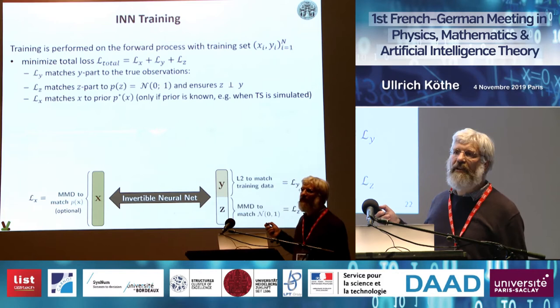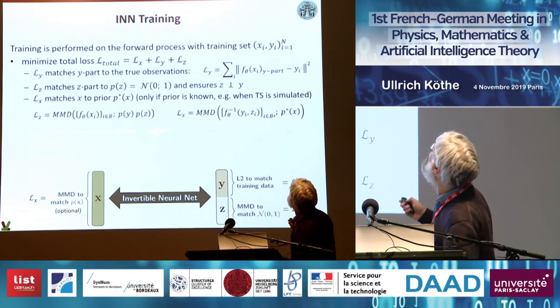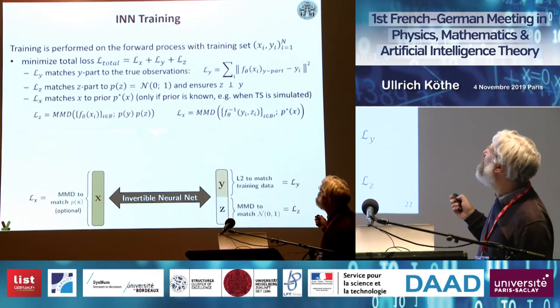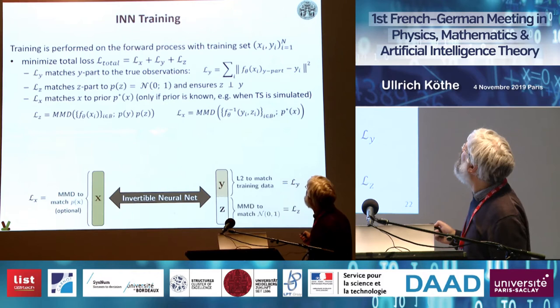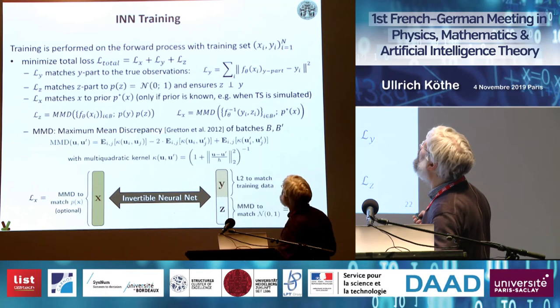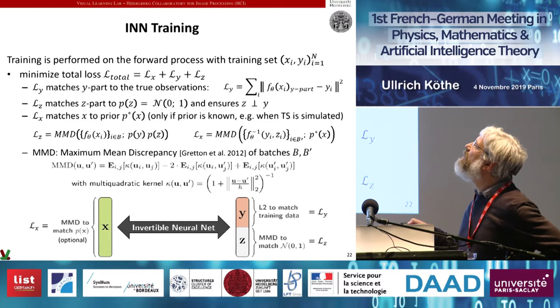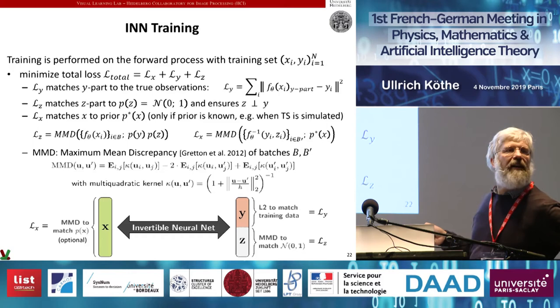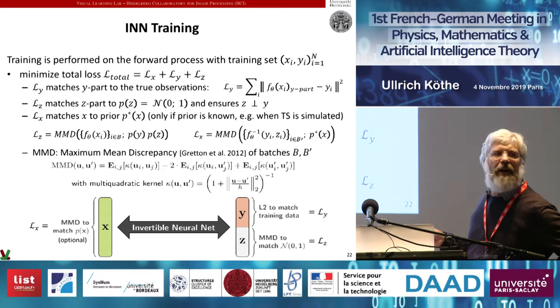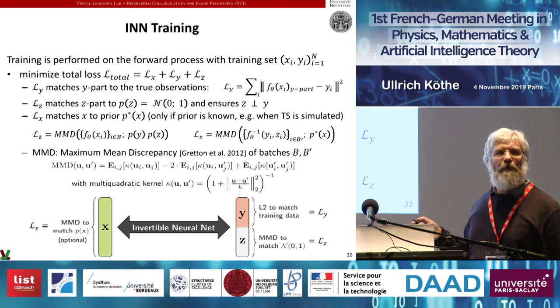So how do these losses look? The Y loss is typically just the squared loss, so it forces the Y part to correspond to the ground truth observations. The X loss and the Z loss are both implemented in terms of what's called the maximum mean discrepancy, which is a kernel estimate of the difference of two distributions, U and U prime. But we don't know an analytical formula for the distributions, we just have samples from these two distributions.